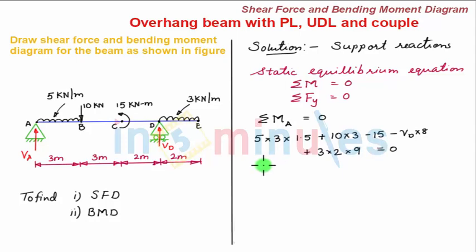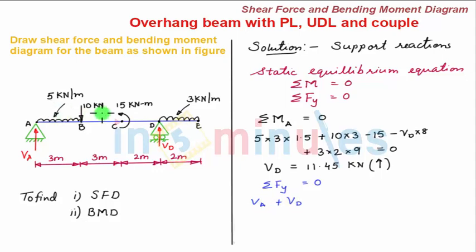So after solving this, we get the value of VD as 11.45 kilonewton. Since it is positive, our direction is upward. That means the same as the direction assumed. Now let's take the other static equilibrium equation. Summation of all vertical forces is equal to 0. Our sign convention is upward force is positive and downward forces are negative. We have two upward support reactions VA and VD, so VA plus VD.